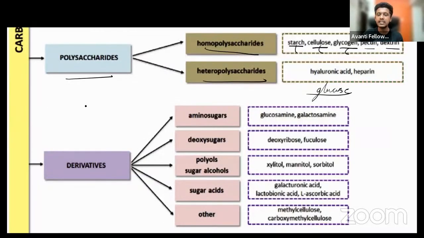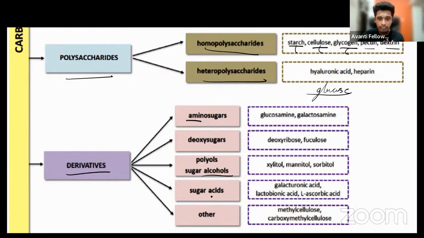When it comes to polysaccharides, we have homopolysaccharides, as I said, and heteropolysaccharides, and we discussed them, right? Coming to derivatives of sugar, what are sugar derivatives? If you have any other functional group attached to your sugar, then you call it a derived sugar. For example, if you have an amino group attached to your sugar, that is called an amino sugar. Glucosamine and galactosamine are examples of amino sugars. For deoxy sugars, when the oxygen groups are removed, you have deoxyribose, and then fucose is another example.